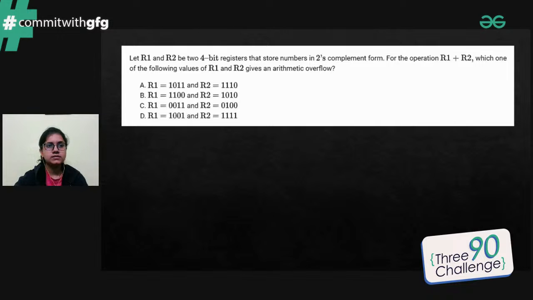The question is: let R1 and R2 be two 4-bit registers that store numbers in 2's complement form. For the operation R1 plus R2, which of the following values of R1 and R2 gives an arithmetic overflow? Do you know some tricks about how to find out overflows? Let's discuss some tricks about it.